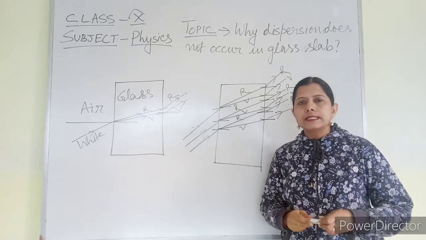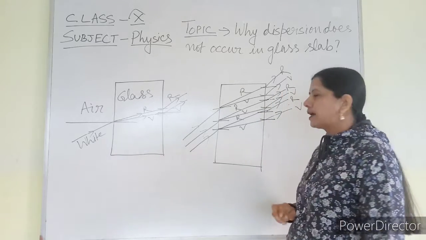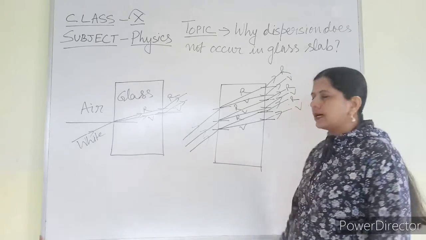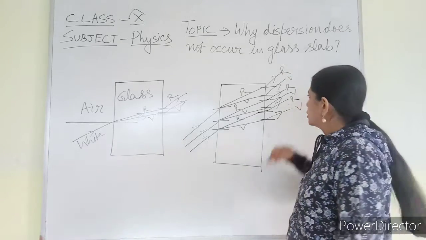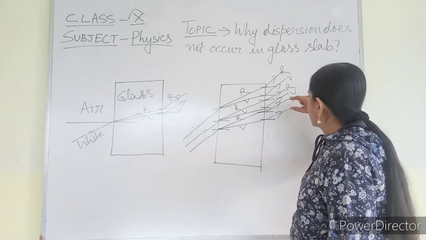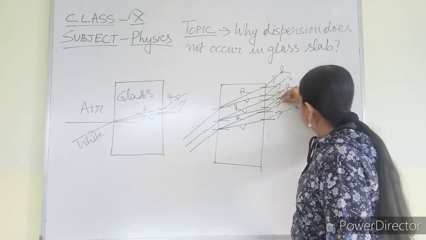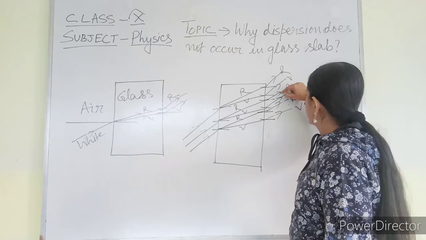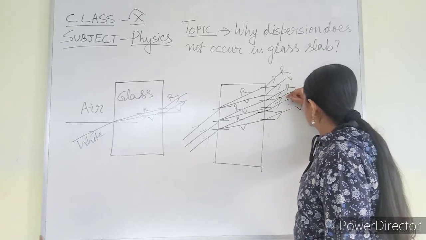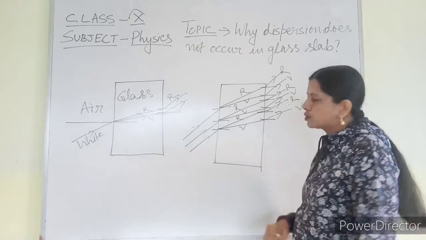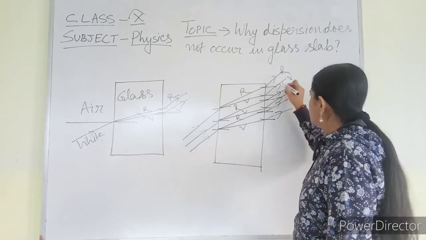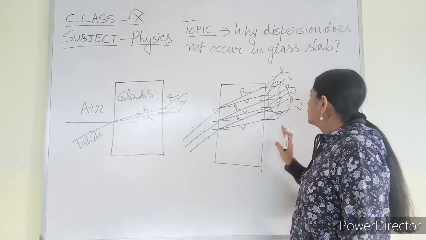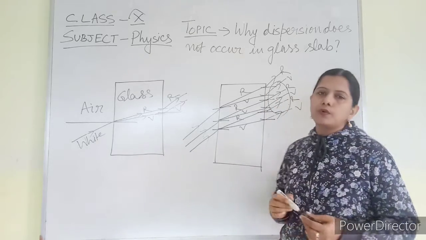So all these emergent rays are parallel to each other. So red, violet, and the distance between these is so small. Violet is superimposed with red, red is superimposed with violet. So a circular region can be drawn here.